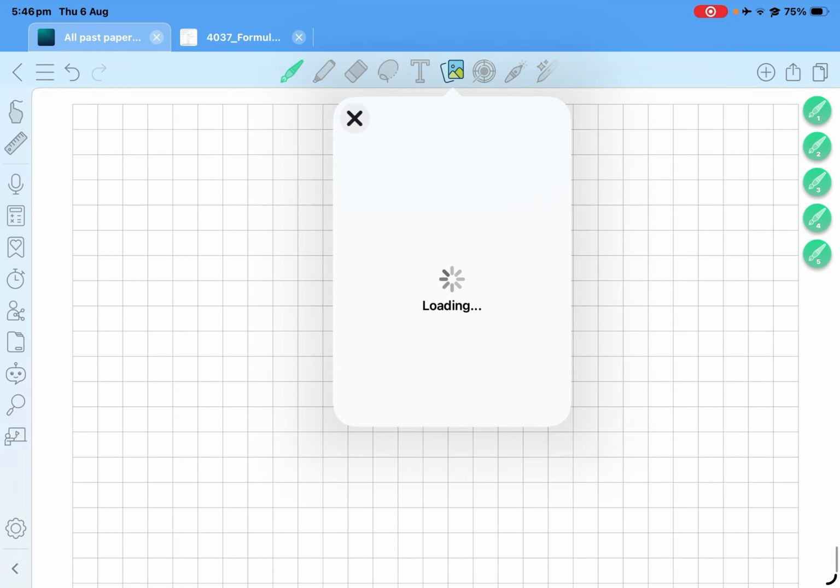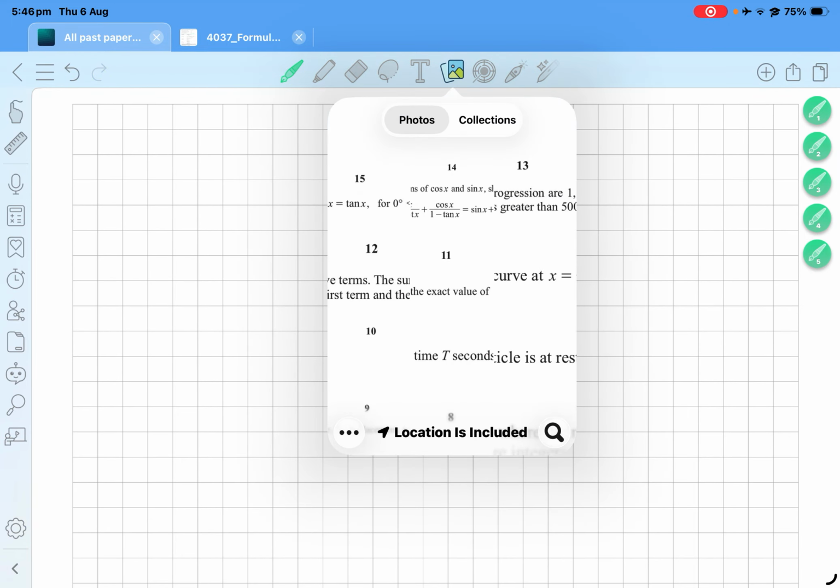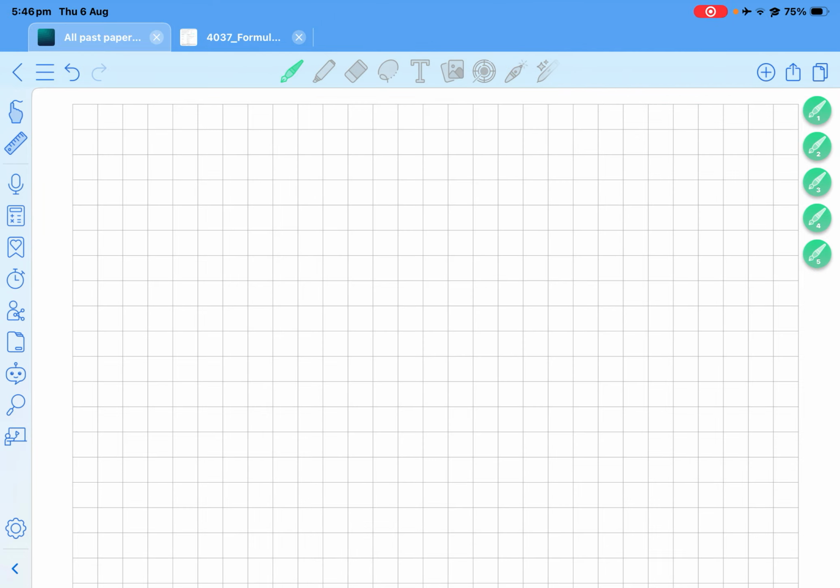Then let's move on to the next part. Did I even touch the picture?